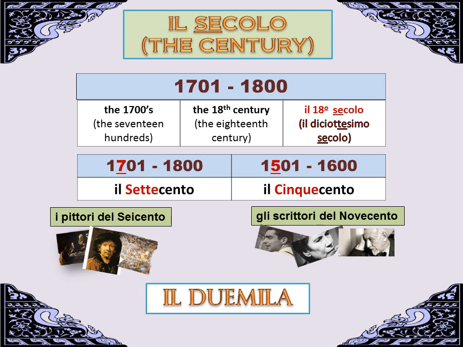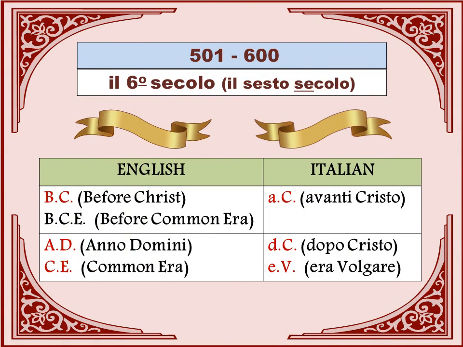This locution will be used often to denote art or literature from a certain century. I pittori del Seicento, the painters of the 1600s, or the 17th century. Gli scrittori del Novecento, the writers of the 1900s, or the 20th century, etc. Since there is no number except 0 in the hundredths decimal place of our current century, Italians simply call it il 2000. Centuries from the first millennium will be denoted with the ordinal number only. Example, the century between the years 501 and 600 will be called il sesto secolo, the 6th century.